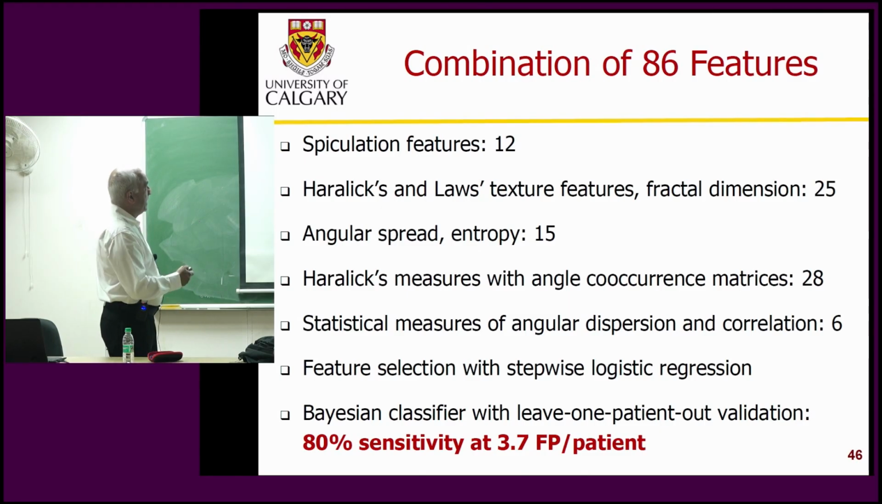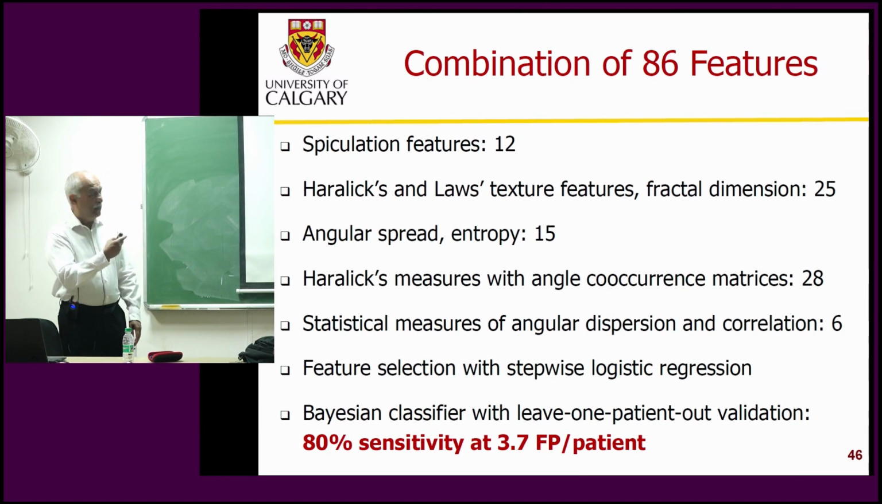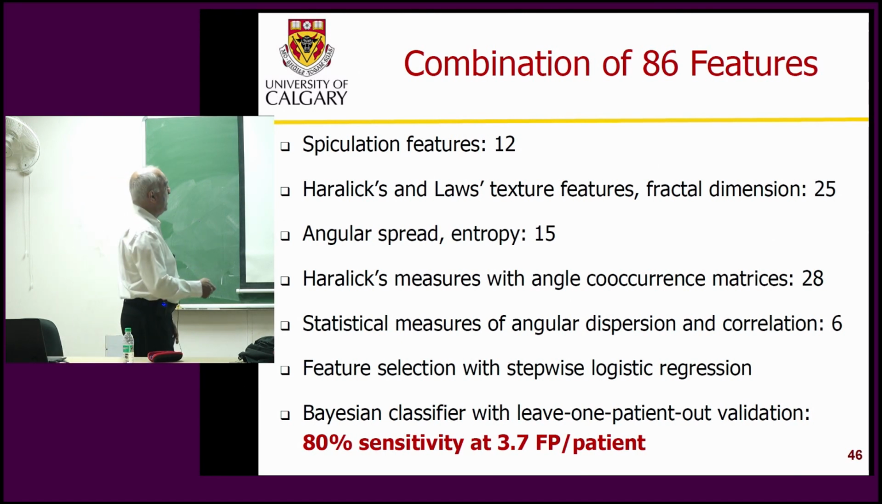So we got 86 features. Speculation features, we defined 12 of them. These are our measures. Haralick's and Laws texture features, fractal dimension 25. Angular spread and entropy, I described those. Our own design, 15 features.